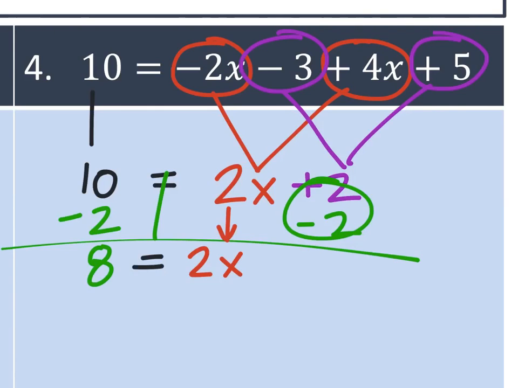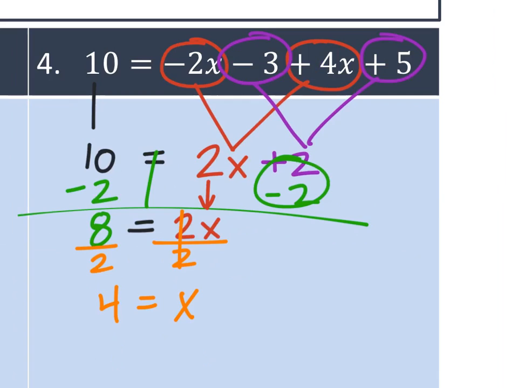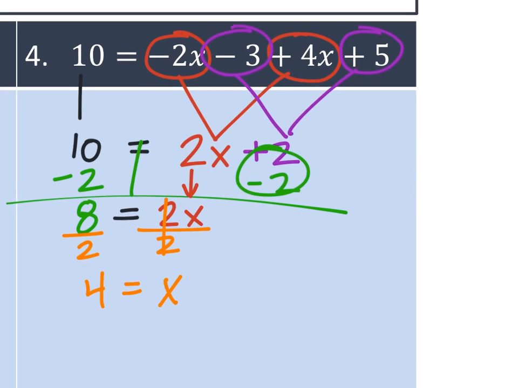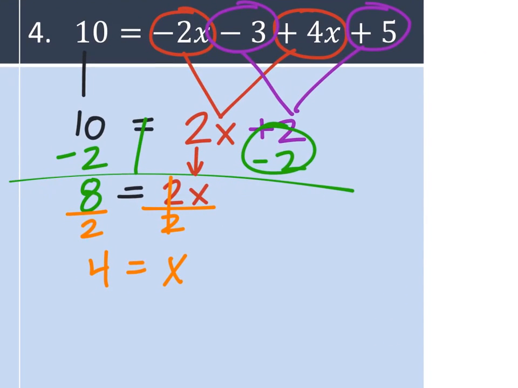Now, we want the coefficient of x to be 1, so divide both sides by the coefficient, because anything divided by itself is 1. And then we show it as a phantom 1. 1x, 8 divided by 2 is 4. So that's pretty good, and that was some good work right there. But again, let's show the work and check this one.